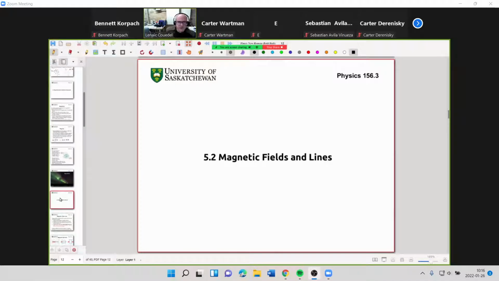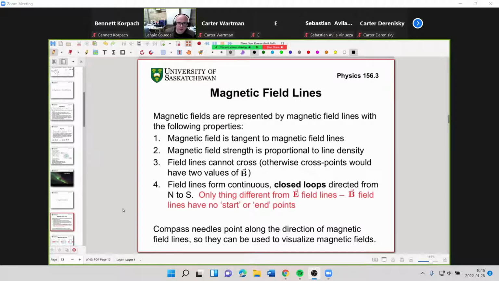So now let's discuss the properties of magnetic fields and magnetic lines. Magnetic fields are represented by magnetic field lines with the following properties. The magnetic field is tangent to the magnetic field lines. The magnetic field strength is proportional to the line density, and the field lines cannot cross. Otherwise, the crossing point would have two values of the magnetic field, B vector. Field lines form continuous closed loops directed from the north pole to the south pole.